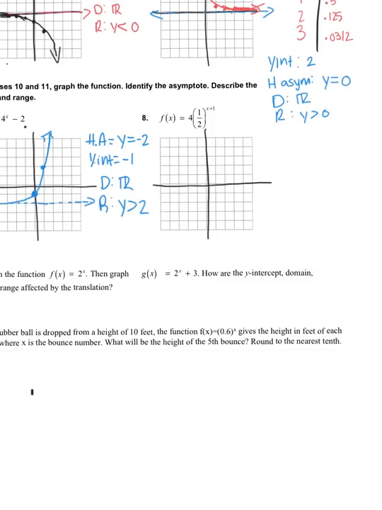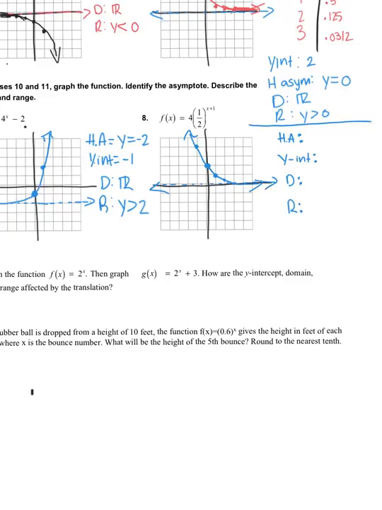Go ahead and pause this video and graph question 8. Okay, so when you graph this on your calculator, you should have gotten something similar to this. Now you notice that this time your translation is next to the x, right? So it's in the exponent. What this basically means is that this entire graph shifted to the left 1 unit.